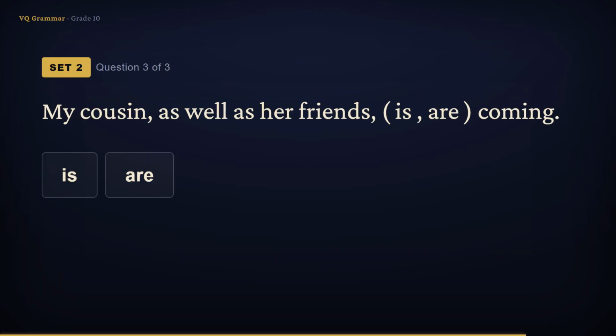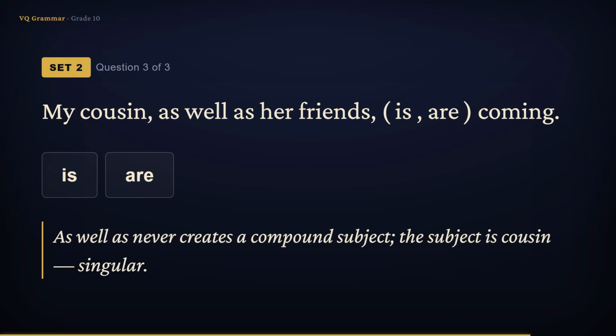My cousin, as well as her friends, is or are coming. This is the classic trap, so take your time. As well as sounds just like the word and, so your ear wants the plural verb are. But as well as is not a conjunction. It cannot create a compound subject. Cross out the whole comma phrase, and the subject that remains is my cousin. One cousin, so the verb stays singular. The correct answer is is coming.